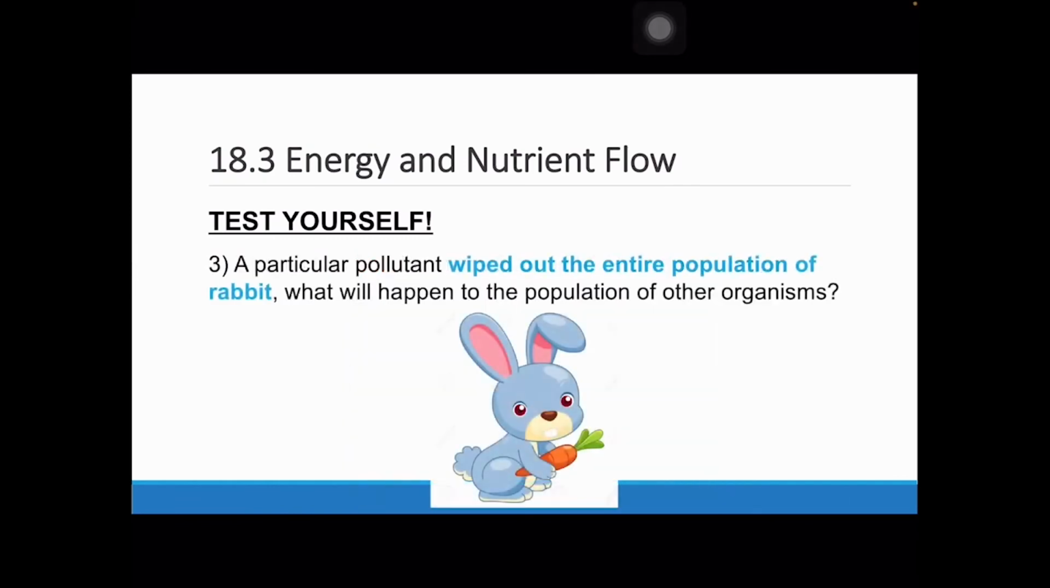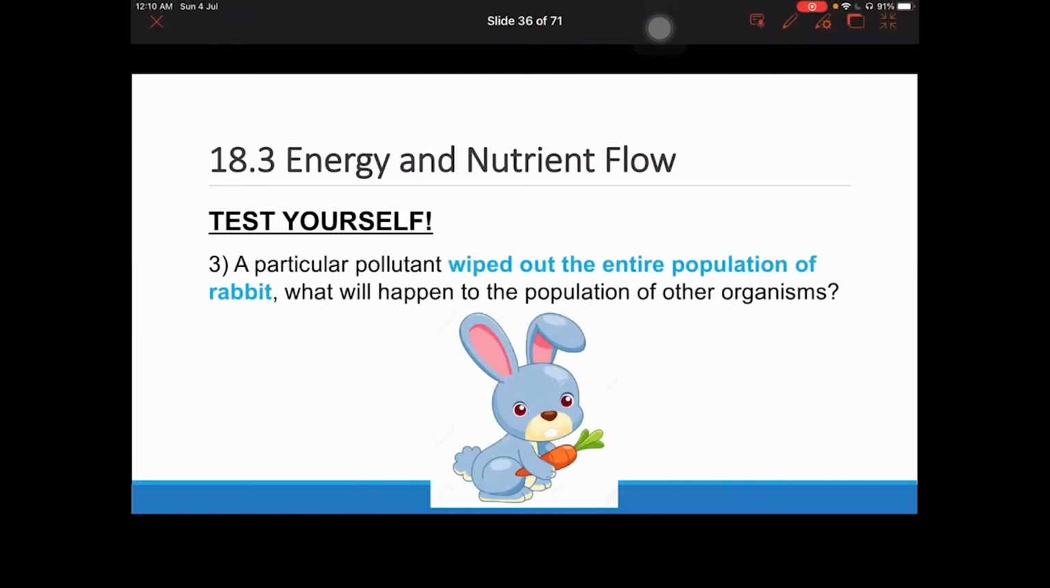For question 3, let's say that you have a hypothetical food chain that involves carrots being eaten by rabbits, and the rabbits will then be eaten by some other organisms, whatever it is that eats rabbit. Imagine that there is suddenly a certain type of pollutant being released to the area, and it caused all the rabbits to die. What do you think will happen to the population of the other organisms when the rabbits are dead?